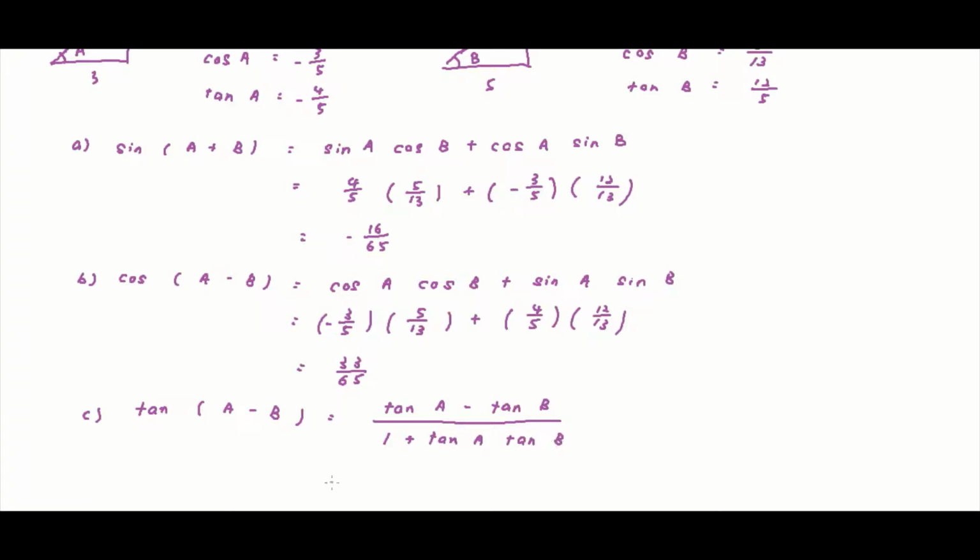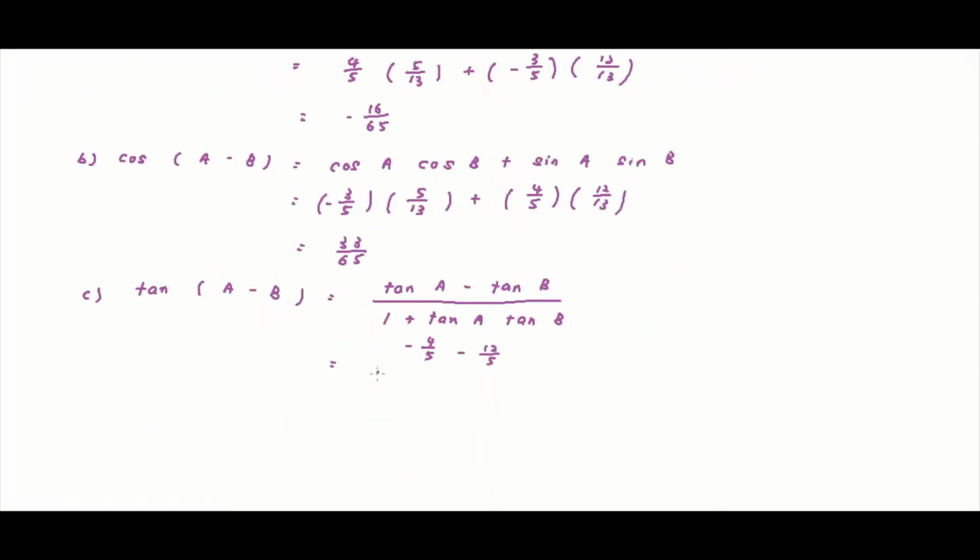So substitution. Tangent A is negative 4 over 5 minus tangent B, 12 over 5, and over the two things multiplied: negative 4 over 5 and then 12 over 5. Same thing, you can just press it in your calculator. You should get 56 over 33. Okay, so that's it for this part. Let's go to the next one.